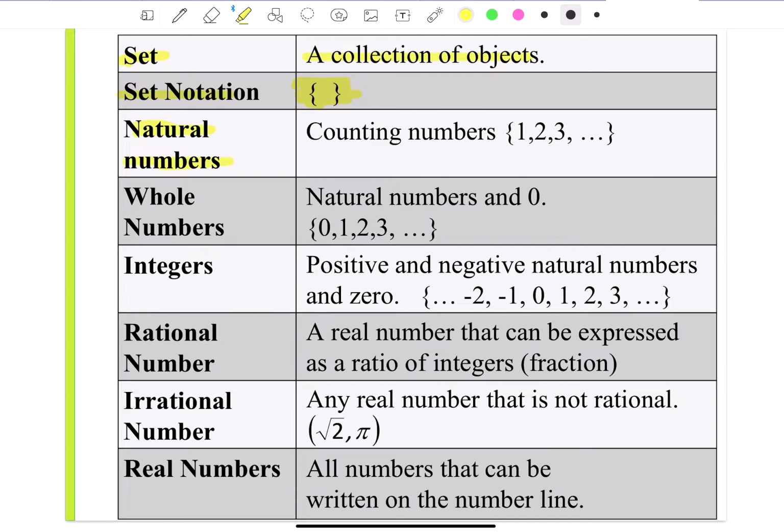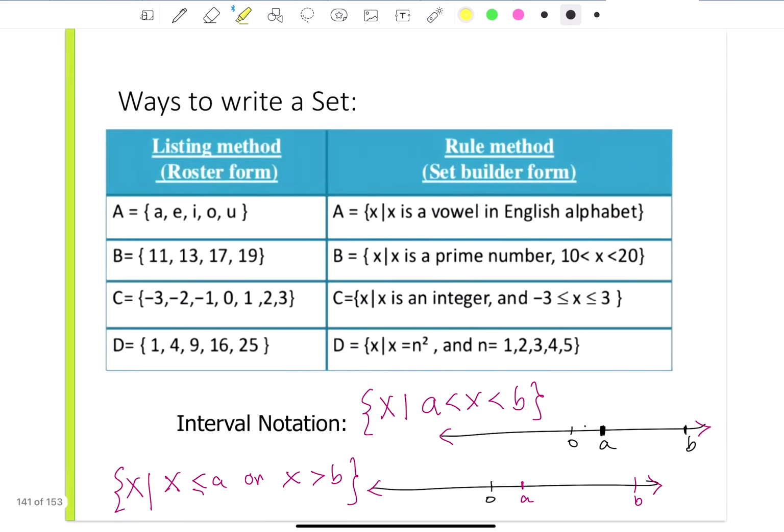The set of natural numbers is all the counting numbers, 1, 2, 3, 4, and so on, all the way to infinity. Whole numbers are all the natural numbers, including 0. 0, 1, 2, 3, and so on are whole numbers. Integers are positive and negative natural numbers, as well as 0. A rational number is a real number that can be expressed as a ratio of integers. Irrational numbers are any numbers that are not rational numbers. They are non-terminating and non-repeating decimals. Real numbers are all numbers that can be written on the number line.